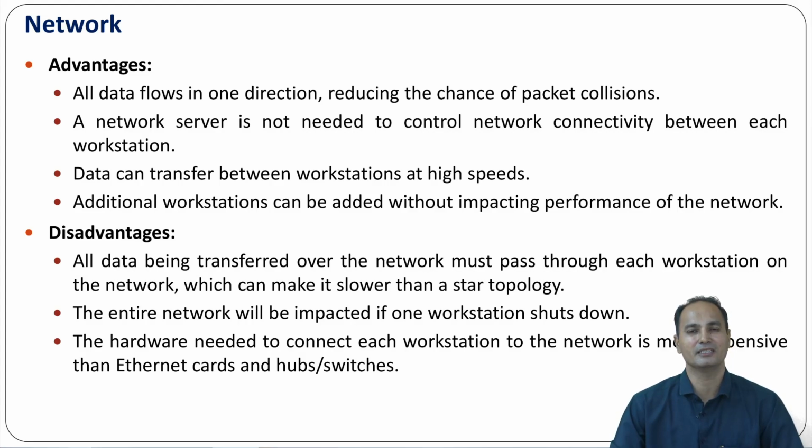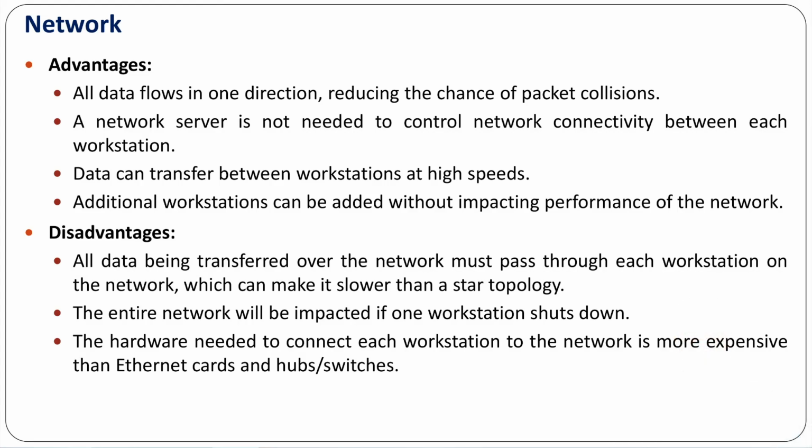Apart from these advantages, it also suffers from certain limitations. All data transferred over the network must pass through each workstation on the network, which can make it slower than the star topology. The entire network will be affected if one workstation goes down or shuts down. The hardware needed to connect each workstation to the network is more expensive than Ethernet cards and hubs or switches.